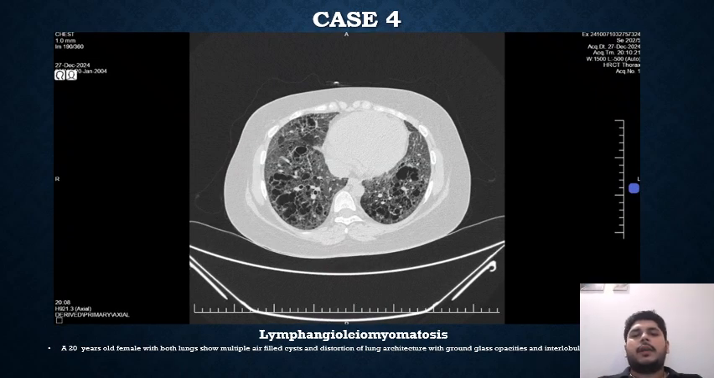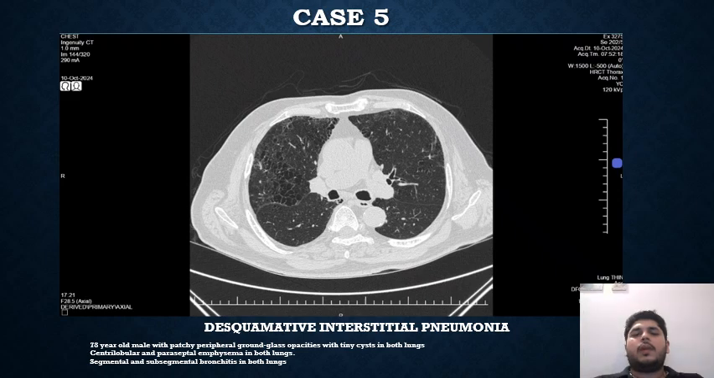Case 4 is a 20-year-old female with multiple lung cysts and distortion, LAM. Case 5 is a 78-year-old male with peripheral ground glass opacities and emphysema, DIP.